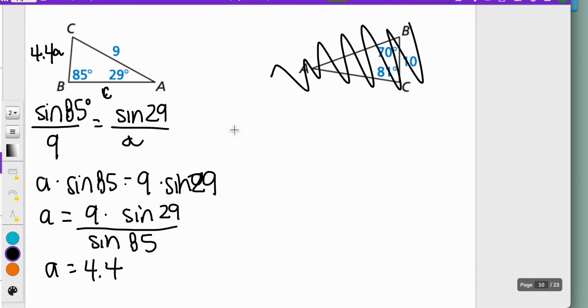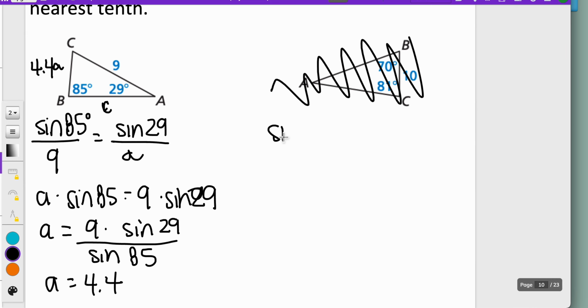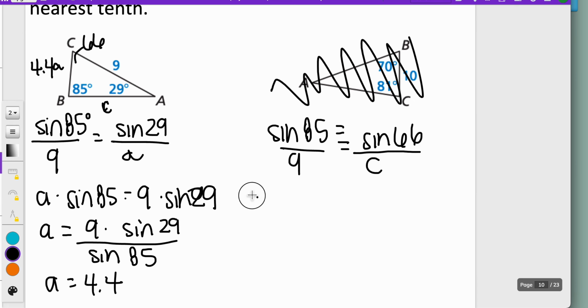Then I want to find C. So I'm still going to start with the sine of 85 over 9 is equal to, I don't know my angle for C, so I probably need to calculate that real quick. So 85 plus 29, and then minus that from 180, I'm going to get 66. There we go. So the sine of 66 over C. So C times the sine of 85 is equal to 9 times the sine of 66.